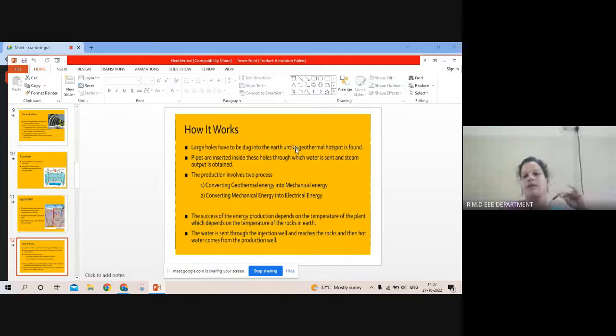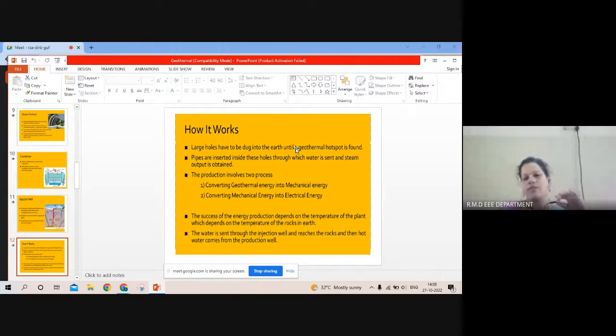So as I told you initially, we need to go with the production well, that is by digging into the earth till the geothermal hotspot is found. Then, through these holes, pipes are inserted, through which water is sent. Because of the heat energy inside the earth's rock, heat is extracted, the water is converted into steam, and the steam in turn is converted into mechanical energy with the help of a steam turbine.